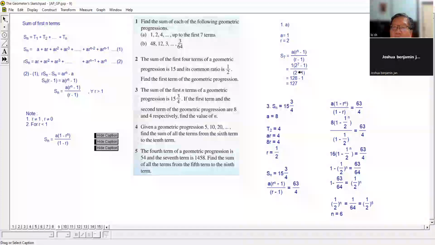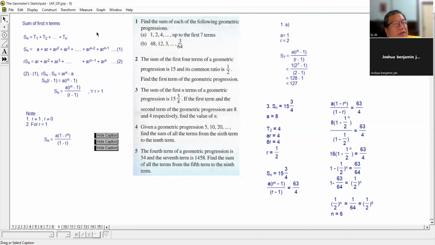2 minus 1 is 1, so no need to write. 1 times this thing is the same. So what we have is actually only 2 to the power of 7 minus 1. 2 to the power of 7 is 128. 128 minus 1 is 127. Right.